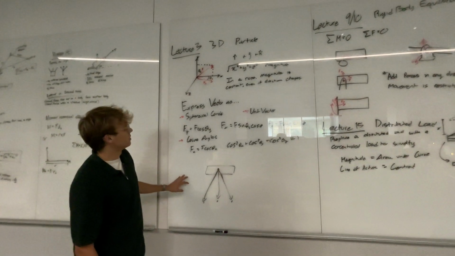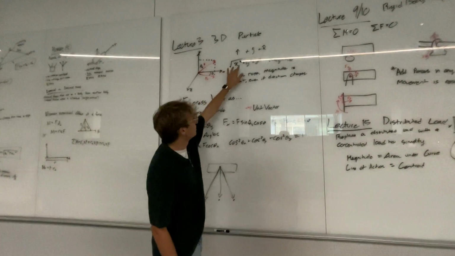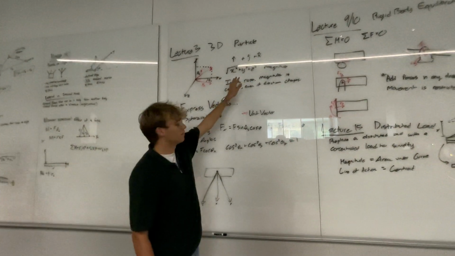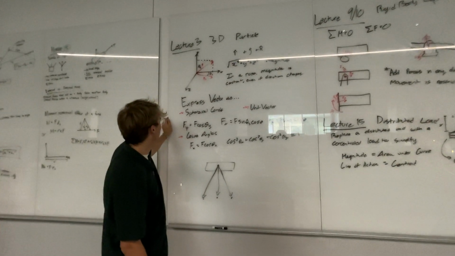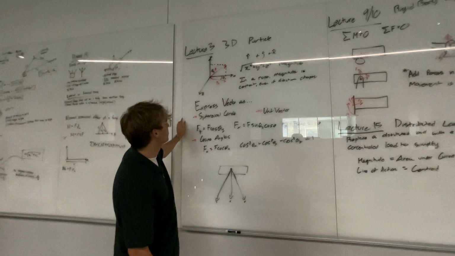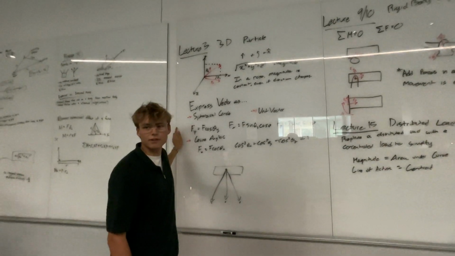And it's also important to note how to find the magnitude. I think everybody knows this, but just to review it, you're just taking the square root of each component squared, and that's going to be your magnitude. So that's pretty much the approach for a 3D particle problem. And this is lecture 3. I think we're ready for lecture 4.